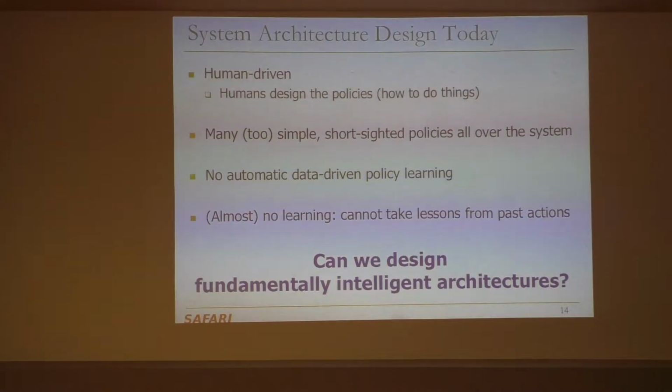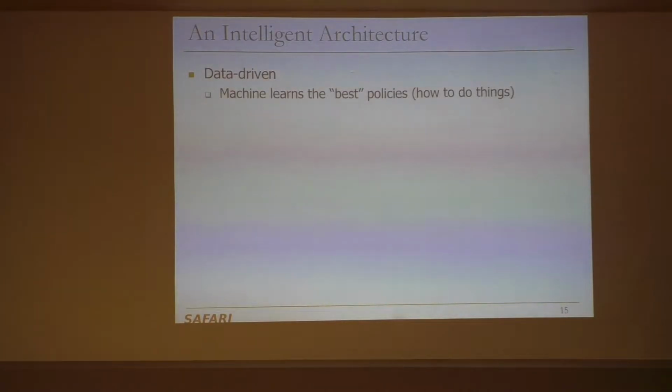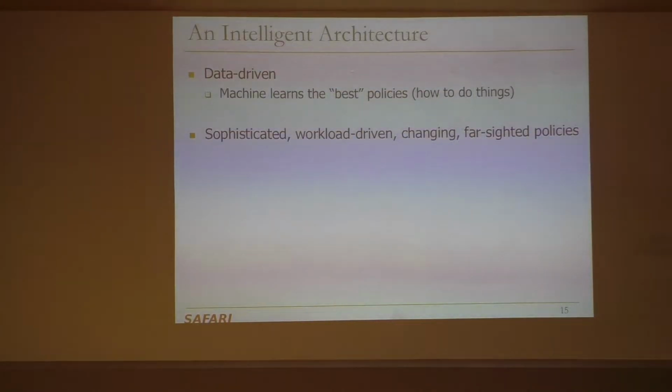So the key question is, can we somehow design fundamentally intelligent architectures? So what does this look like? I think this needs to be data-driven in the end, not human-driven. The machine learns the best policies by observing the data, observing the state of the environment, and learning from its past actions. So this hopefully leads to sophisticated, workload-driven, changing, far-sighted policies, as opposed to looking at some parameters over here, making a decision, and having no idea how it will affect things 5 minutes from now, right?